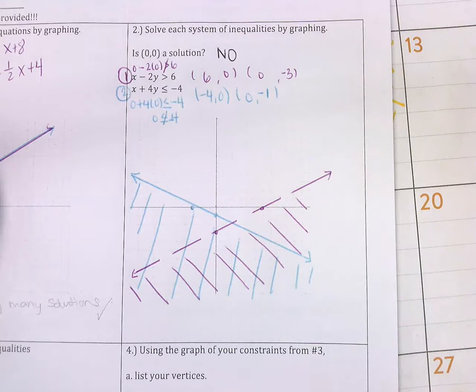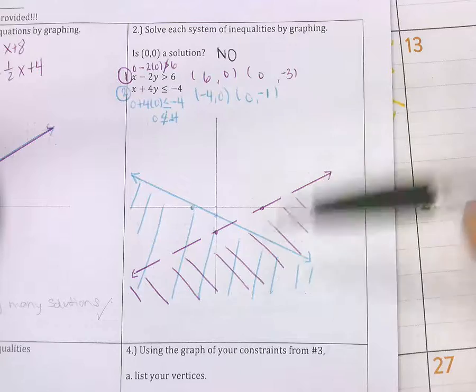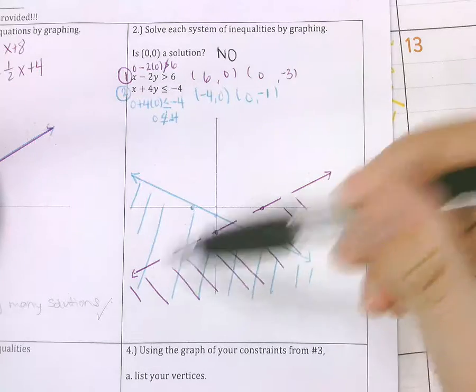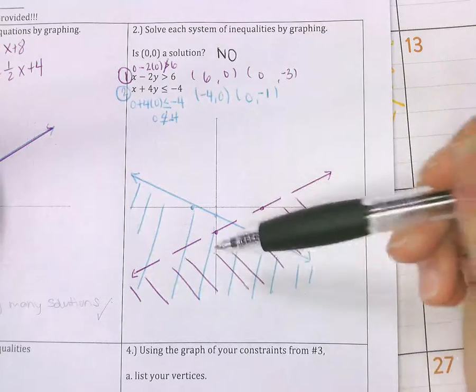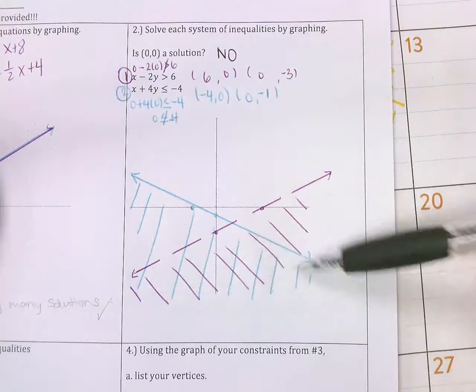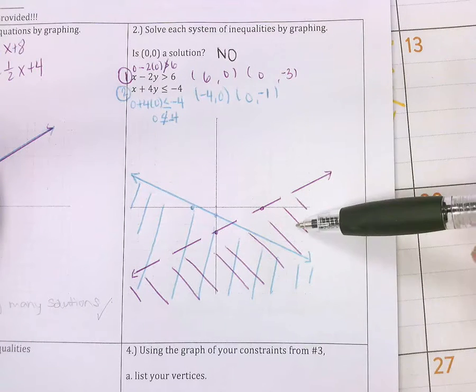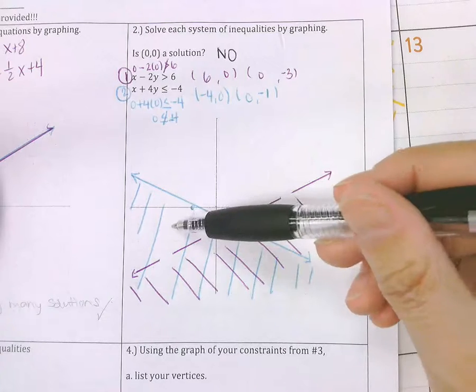For a point to be a solution, it has to be on both lines or in this double shaded area. So if it falls in here, it's not a solution to the system. If it falls in here, it's not a solution to the system.